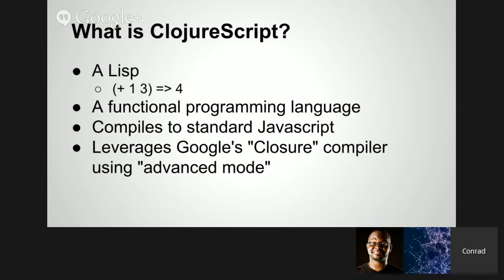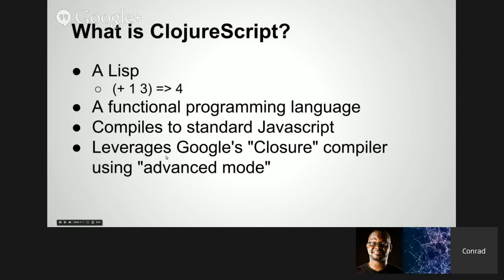Another property of ClojureScript is it's a functional programming language. This means when you write functions in ClojureScript, you usually want to write them so that the result of the function only depends on the arguments that are passed in, and it doesn't interact with the outside world in any kind of way. Now, the nice thing about ClojureScript is it will compile down to standard JavaScript, so you can use it as the front end of an Ethereum Dapp.